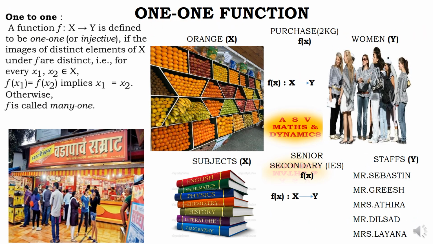So, one-to-one function. Here you see some books and the staff are there. Each subject in a school is functioning. In the English subject, one teacher will come to take class. Then maths, one teacher comes to take class. Physics, one teacher. Chemistry, one teacher.